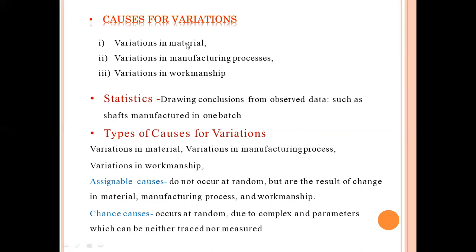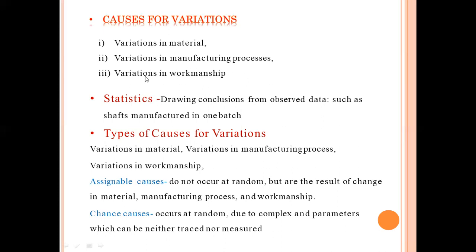So first, variation in material. It means whenever there is a change in the material or material properties, there will be a change in the observation. That is called a variation in the material. Second, we have a variation in manufacturing processes. If manufacturing processes change, or if there is any kind of fault in the manufacturing process, or if we select the wrong manufacturing process for manufacturing of any particular component, then there will be a variation in the observation data.